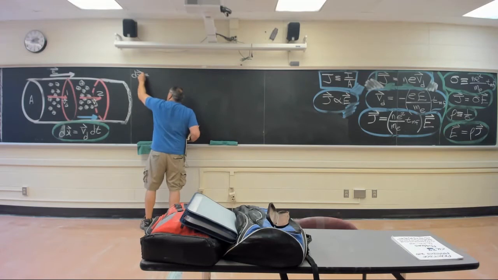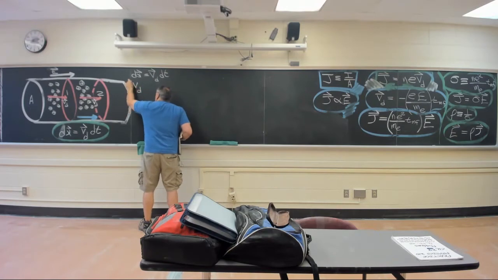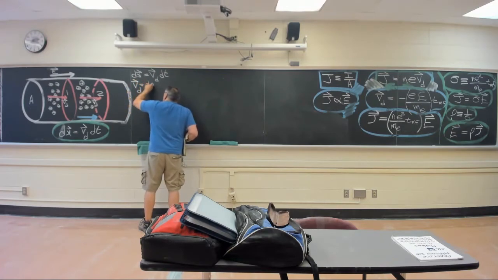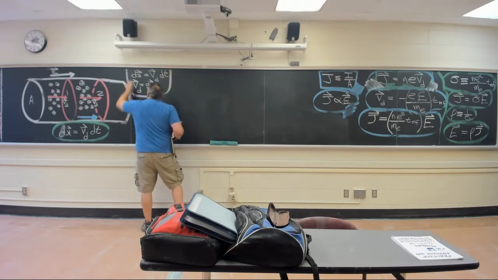dx vector equals V sub D vector dt. V sub D vector, based on what we know about calculus, we're getting this. So we know that. We know how that all plays out.